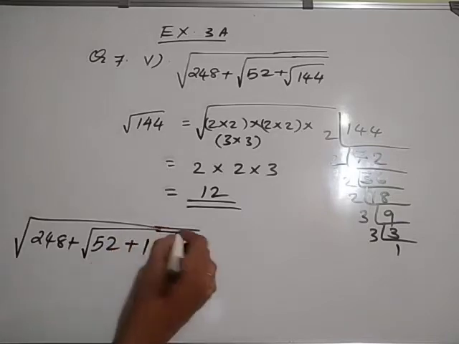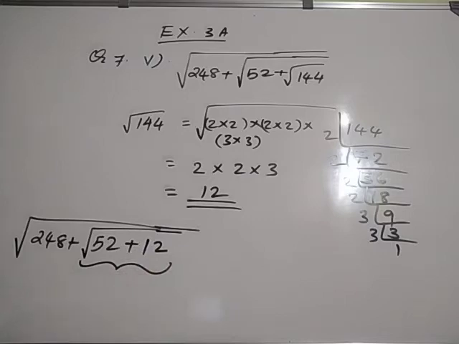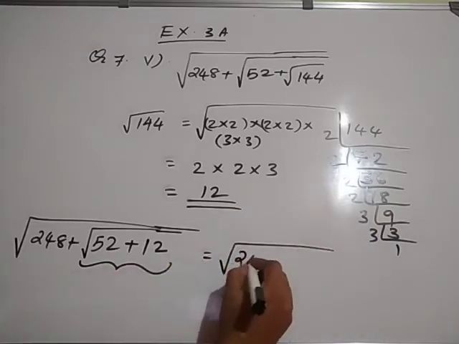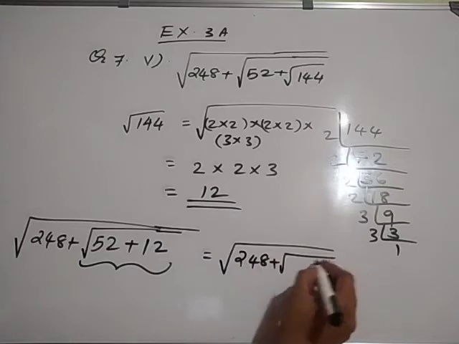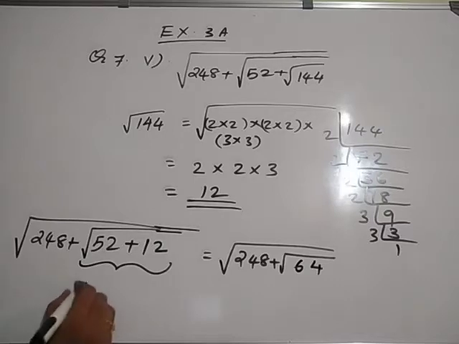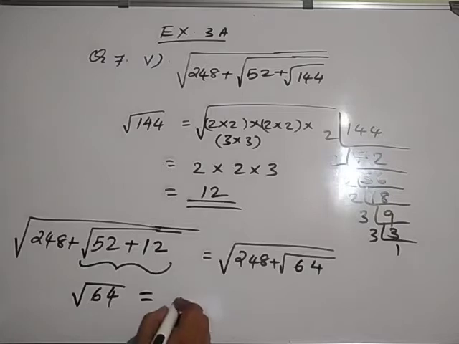Now let us take this one. What is the sum of 52 and 12? That is equal to square root of 248 plus square root of 64. You know the square root of 64. What is the square root of 64? Without prime factorization, we know that value. That is 8. 8 8s are 64.